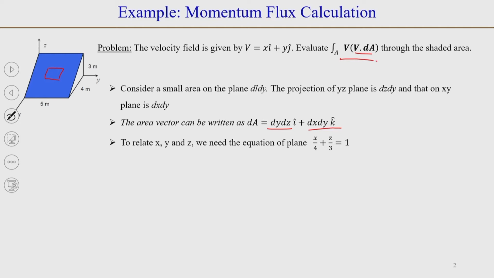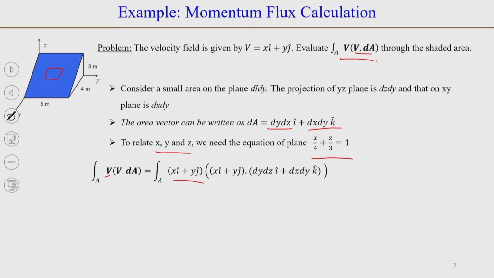Because we have dy, dx, dz, x, y, z need to be related, and for that we will write the equation of the plane which has intercepts a, b, c on the x, y and z axes. When we do that, we will get the equation of the plane. Now, we will substitute these values here. So, v is x i plus y j, and then we have the v dot dA dot product. We will take the dot product of x i plus y j with dy dz i plus dx dy k.